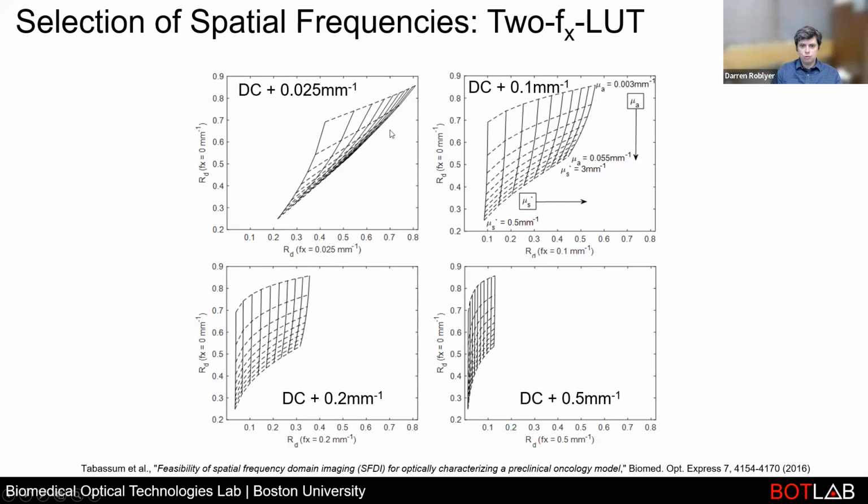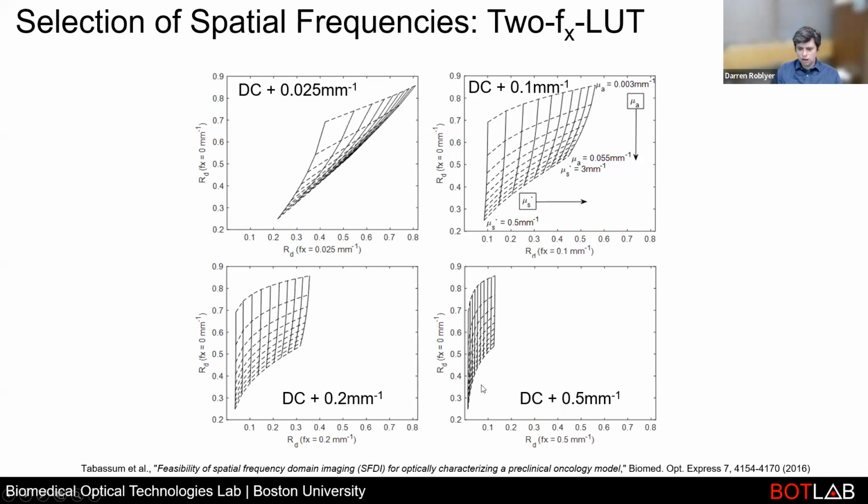And so there's an issue when one chooses a second very low or very high spatial frequency. You can see that the mu A and mu S prime isolines collapse on top of each other as you use a very low spatial frequency. And so that means for a small error in your measurement, this can map to a large uncertainty or error in your extracted optical properties. Same down here, although the shape's a little bit different. You get compressed in this lookup table in the higher spatial frequency.